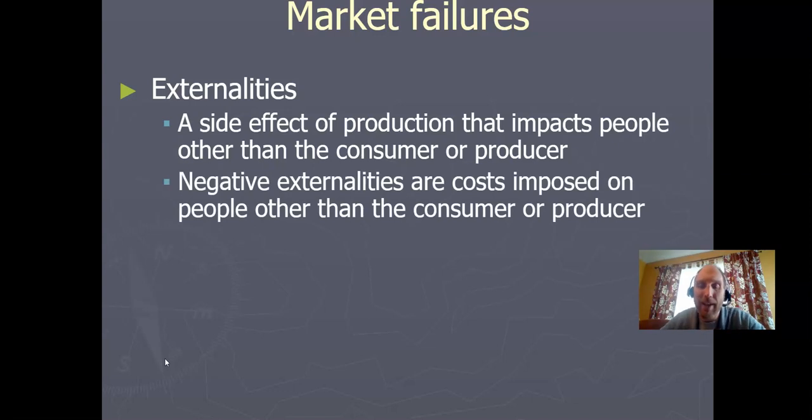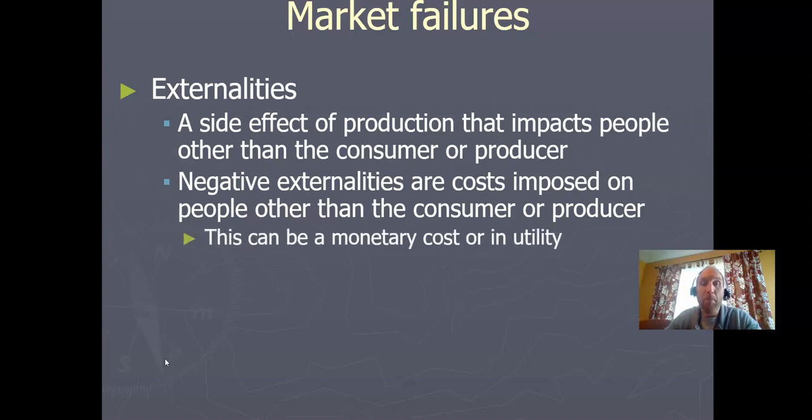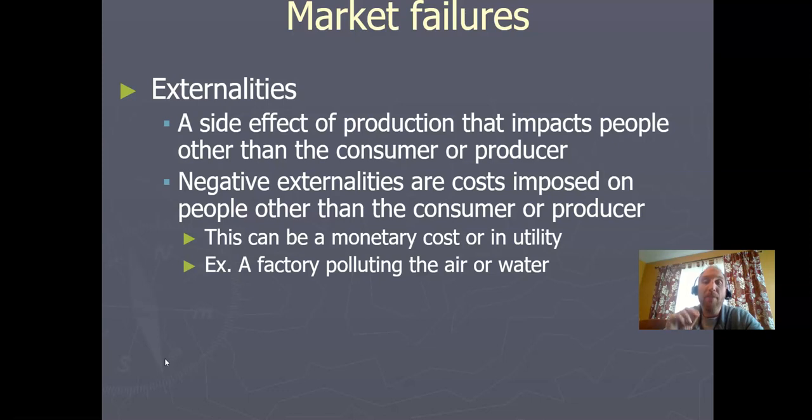A negative externality is when there is an additional cost imposed on people when there is a product that is being produced or consumed. A cost that is not being paid either by the producer or the consumer. So it's an unintended side effect. It's an unintended cost that is being thrown out into society. It can be a monetary cost. It could be a cost of people's utility, a cost of time, it could be all sorts of different types of costs.